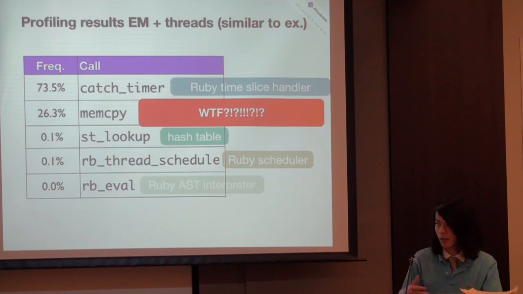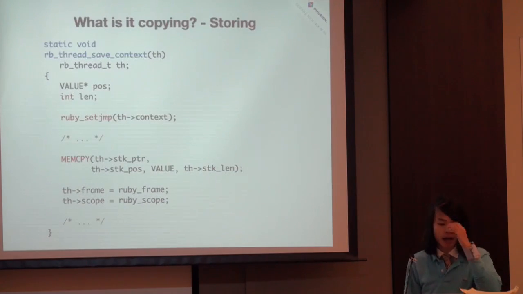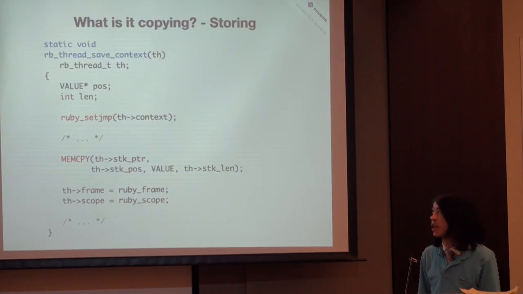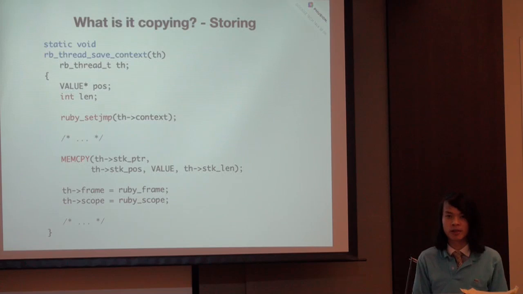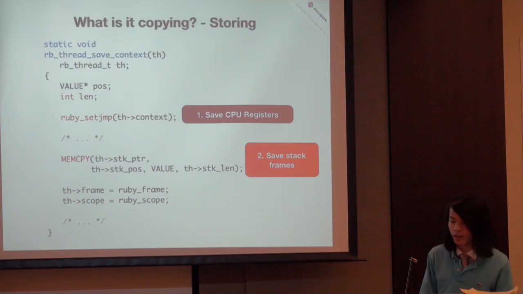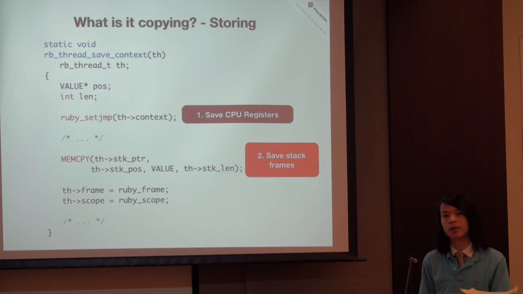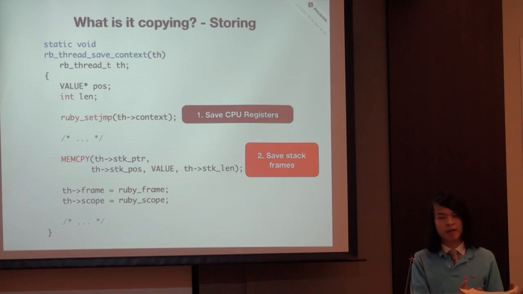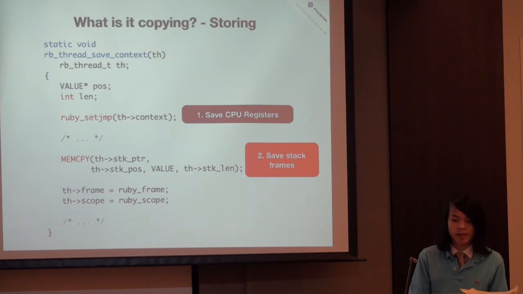In order to understand what it's using it for, we better take a look at what happens when a context switch takes place. Basically, when a context switch takes place, it needs to store the state of the current thread. What it does first is save the CPU registers with a setjmp. Then apparently it saves the stack frames to the heap. So basically it's taking the stack frames from the C stack and copying them to the heap. That's kind of a WTF, but we'll get to that a little bit later.